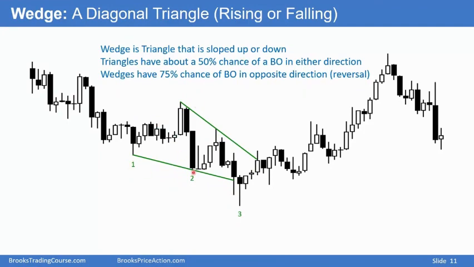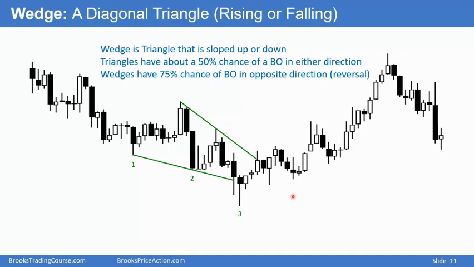A reversal up, a third reversal up. To me, that is a wedge bottom in a bear trend. 60% chance or more, probably a 70% chance, you're going to get at least a minor bull breakout.